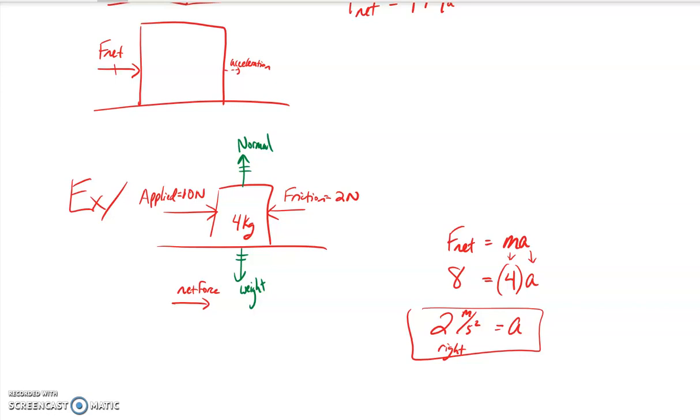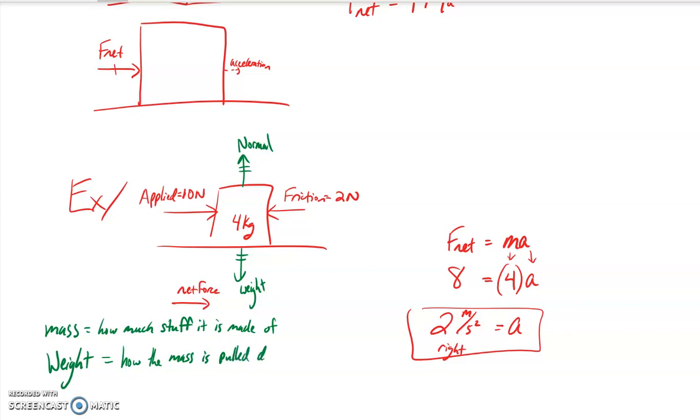And something we're going to start calculating is how much does something weigh? How do you figure out weight? Okay, weight is different from mass. Mass is how much stuff something is made of. Weight is how that stuff gets pulled by gravity. How the mass is pulled down by gravity. So weight has to do with gravity. Mass does not.